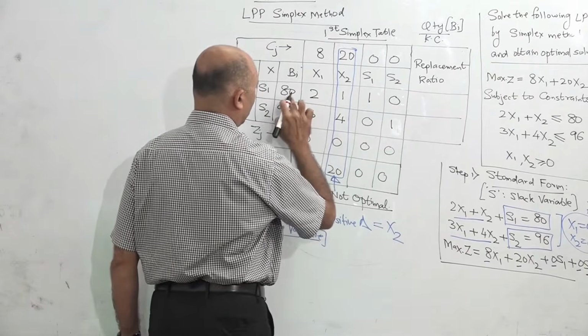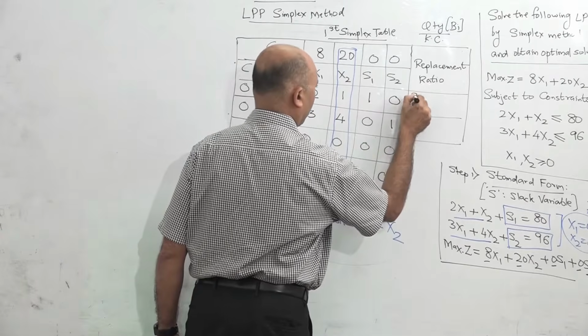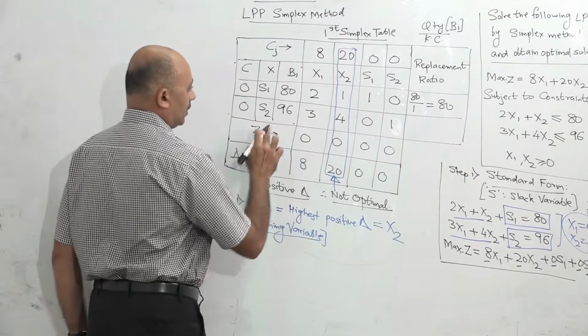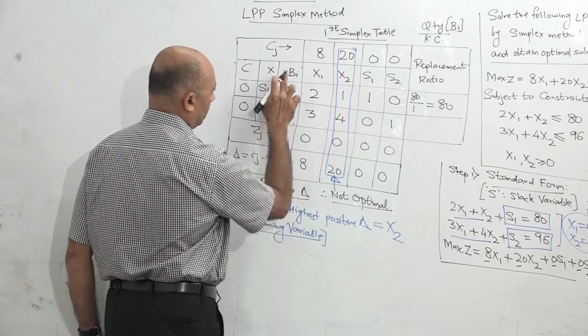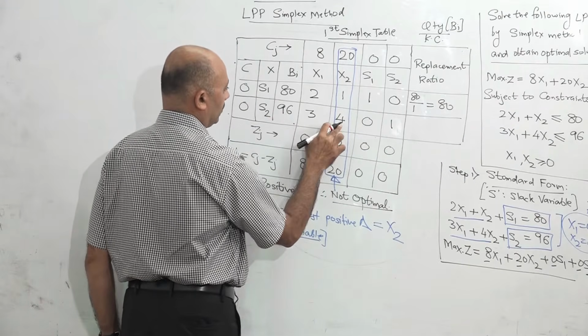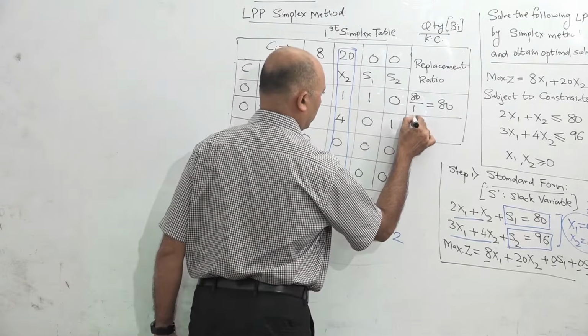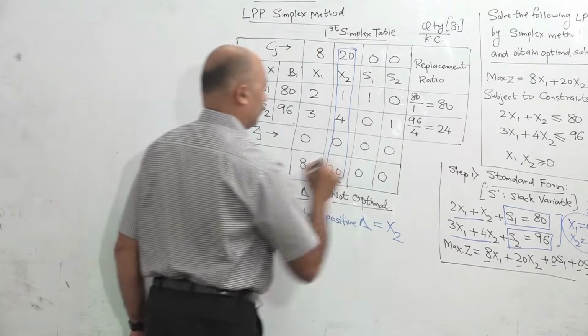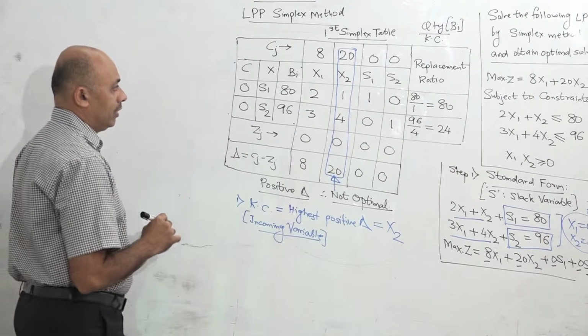So the first ratio will be 80 divided by 1, that is 80. Second row, BI is 96, KC is 4. So 96 divided by 4 is 24. Okay, now we have got the ratio.